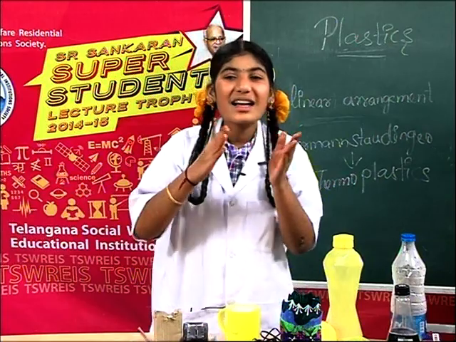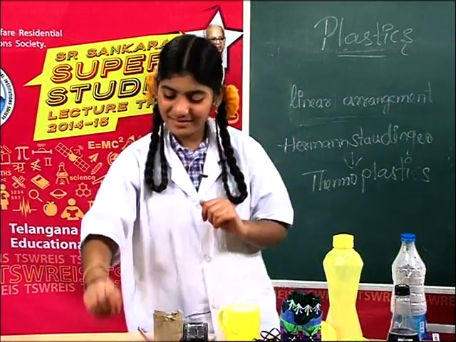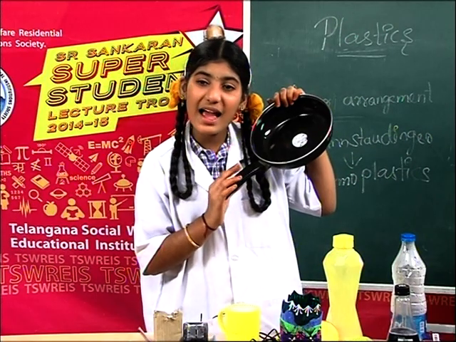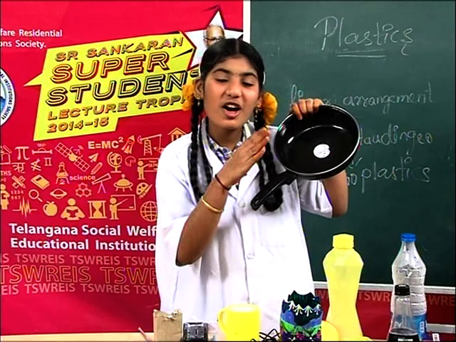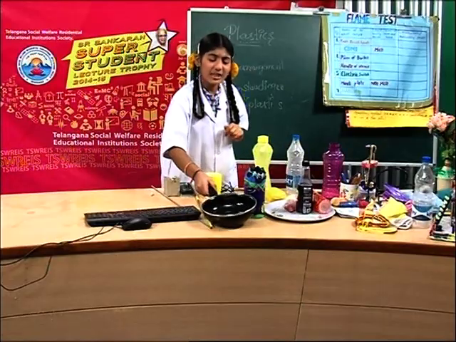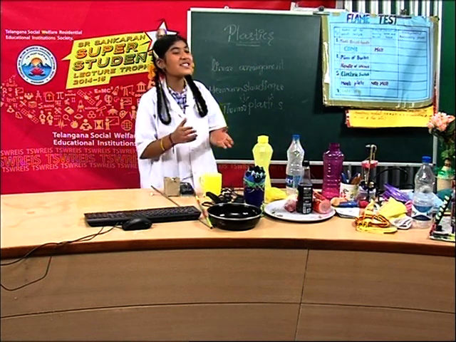So, keep your glance on the screen. Like mobiles, computers, switchboards, keyboards, and some types of utensil handles. So friends, these all are made up of thermosetting plastics. Did you understand, friends? These are all made up of thermosetting plastics.